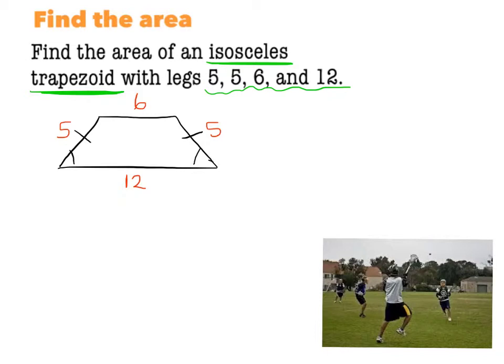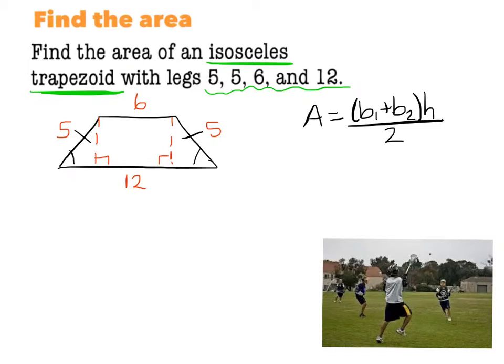Now, since it's a trapezoid, I already know that the formula I'm going to use is base 1 plus base 2 times the height cut in half. So I'm going to need to find the base 1 and the height, and the base 2. So the height is this side right here that makes a right angle. And it's clearly not there. I don't know that value.